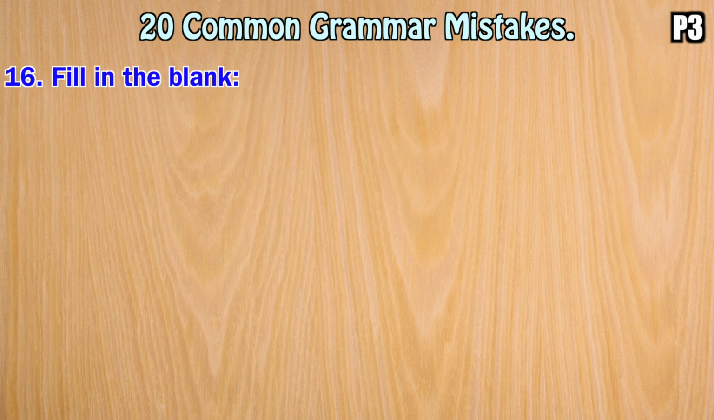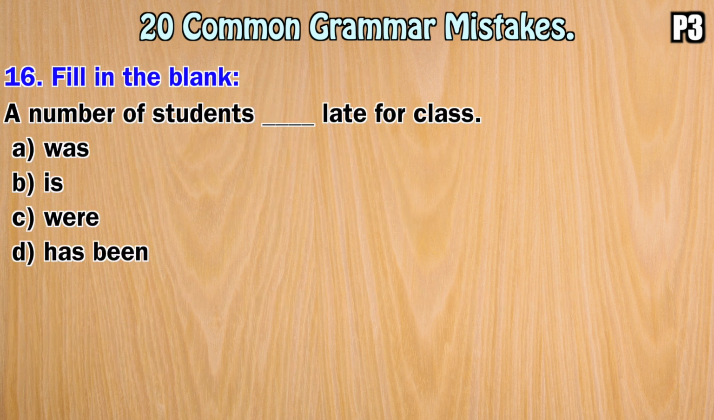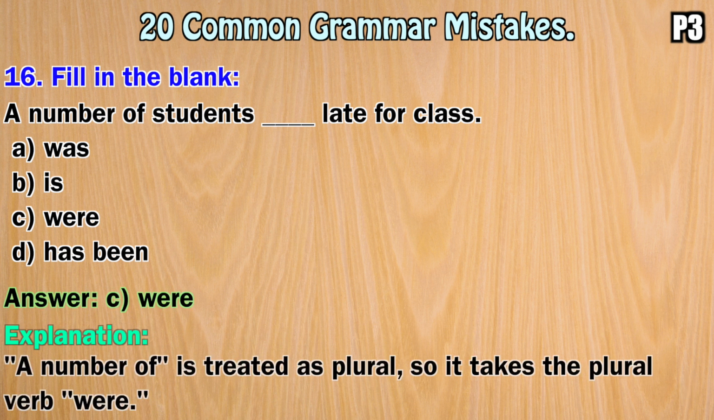16. Fill in the blank. A number of students, late for class. A. Was. B. Is. C. Were. D. Has been. Answer: C. Were. Explanation: a number of is treated as plural, so it takes the plural verb were.